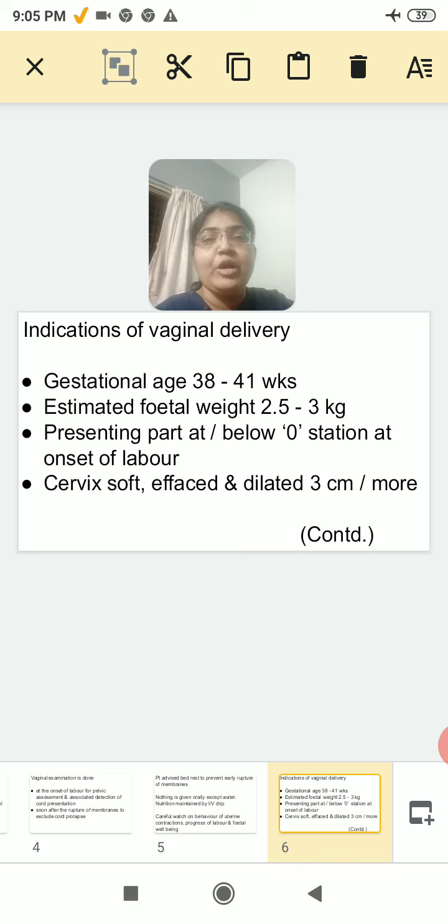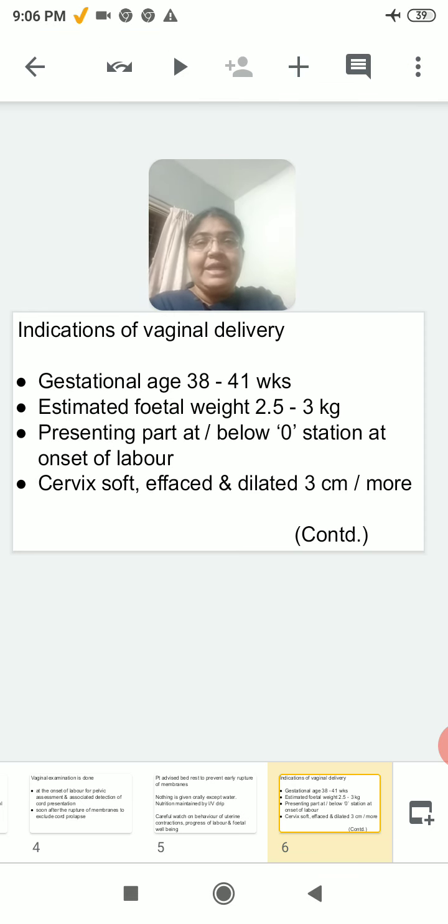Presenting part at or below zero station at onset of labor. That means the presenting part is quite engaged, it is quite below or at the lower level. Cervix soft, effaced and dilated 3 cm or more. That means cervix has at least started to dilate. It is not necessary that you will find complete cervical dilatation. It may be just 3 cm. So at that time you can allow for the vaginal delivery.